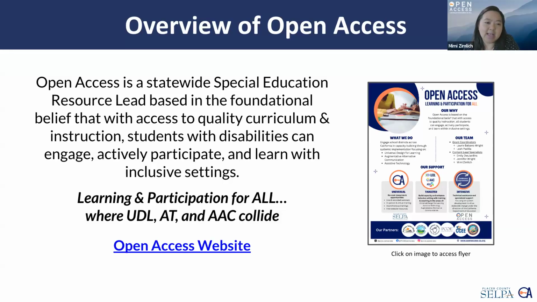If you click on the image, you can access a one-page flyer detailing our 3-tier approach to assisting LEAs and SELPAs statewide. Our 3-tier approach is a universal level, a targeted level, and intensive support. And it tells you a little bit more about what we do at those levels. But our ultimate goal here at Open Access is that we want to highlight inclusive practices in action, right? And so we have highlighted these showcase sites, and we currently have 3 UDL and 1 AAC showcase sites across California, with 3 more UDL and 3 more AAC showcase sites in development. And if you are interested in visiting one of these sites, that's also available to you as well.